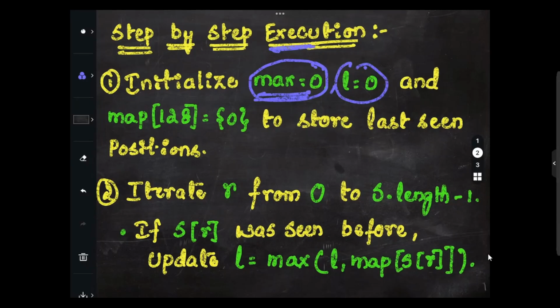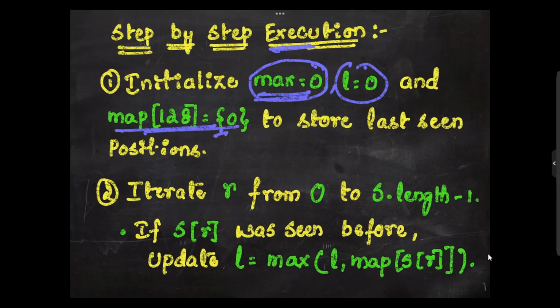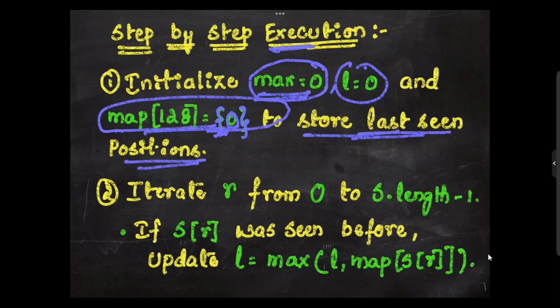Initially, let's initialize L equals 0, the starting index of the string. And we will go with a map of 128 equals 0. Why are we using this map of 128 within the array, initialized with 0? Because we have to store the last seen positions somewhere. That is the reason we'll be making use of map of 128 equals 0 in this case.